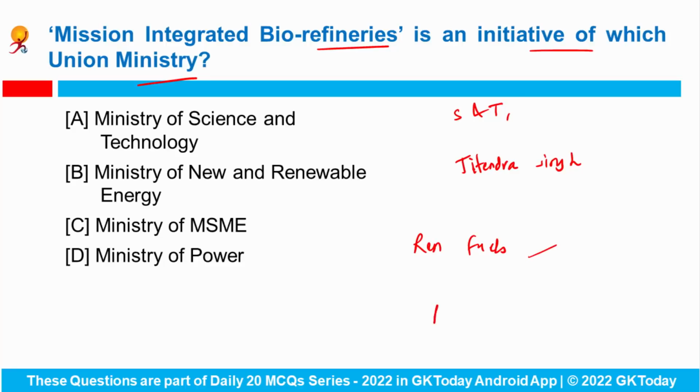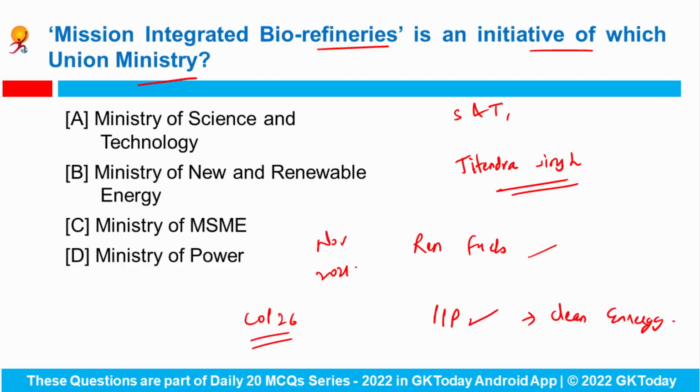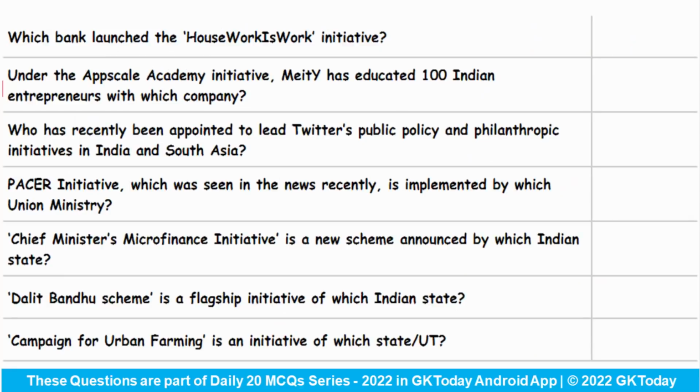So it is a kind of public-private participation model initiative for clean energy, and the scheme was launched by Dr. Jitendra Singh in November 2021 at the COP26 event at the Mission Innovation Annual Gathering. Okay, so correct answer would be Ministry of Science and Technology. Since we are talking about clean energy here, so many people think that the answer can be Ministry of New and Renewable Energy, but no, it is Ministry of Science and Tech. Now let's see some of the important schemes.